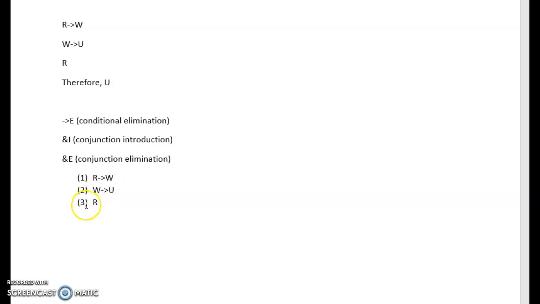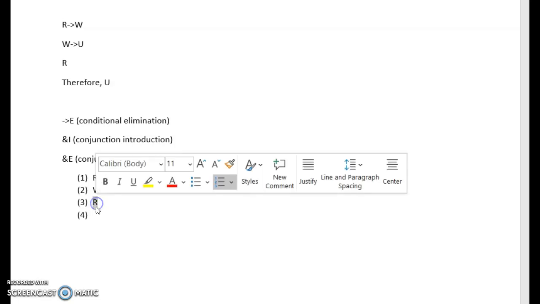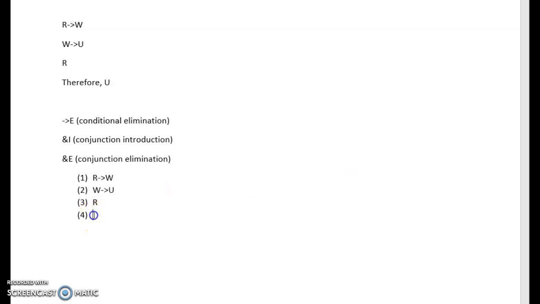So a conditional elimination allows you to bring together a conditional, like if R then W, with an affirmation of the antecedent, which in this case would be R, right? So if R then W, if it rains and it's wet, well, if you have a second premise that says it rains, then you know that it's going to be wet, right?